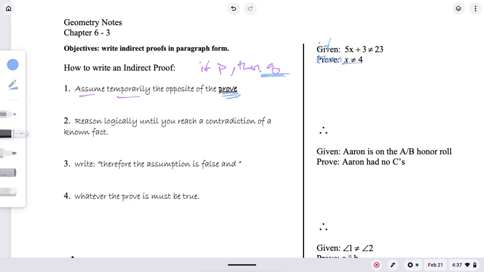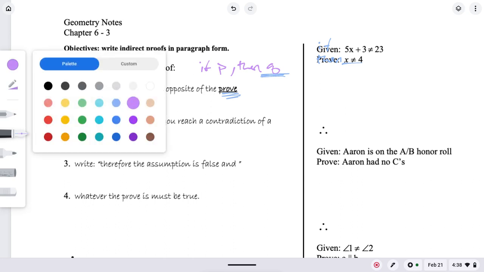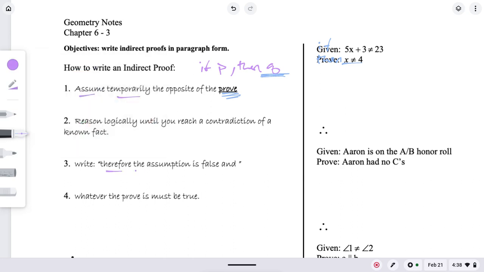Number 2, you start reasoning logically until you reach some kind of contradiction, until you figure out what is wrong with your argument, right? Once you figure out what's contradicting a known fact, that's when you can say, oh, therefore, the assumption is false, right? That's required. You actually have to say those words. Therefore, the assumption is false, right?